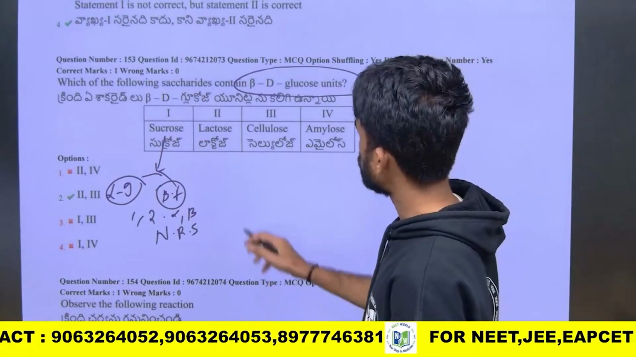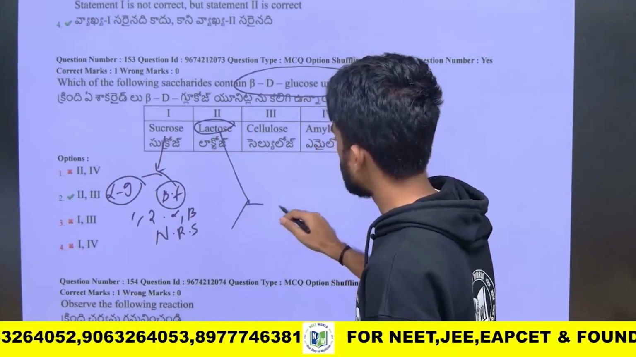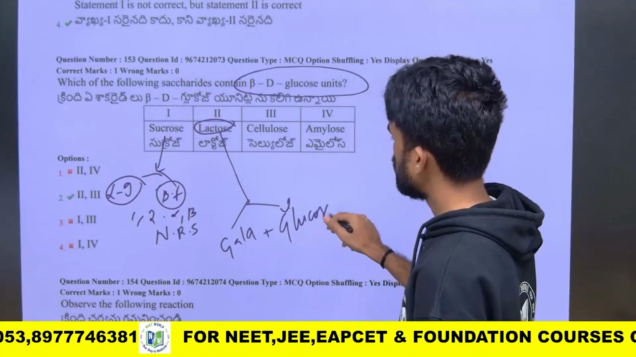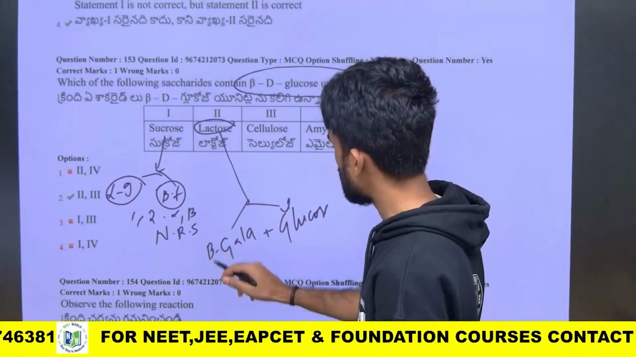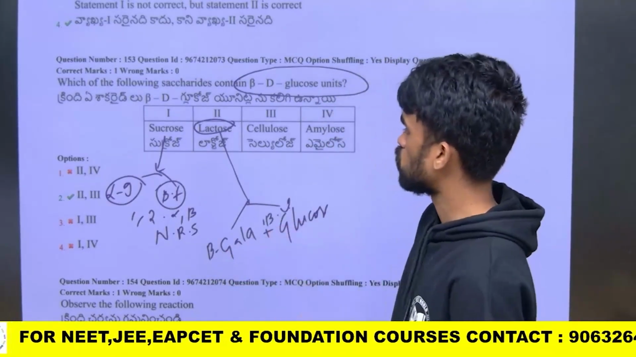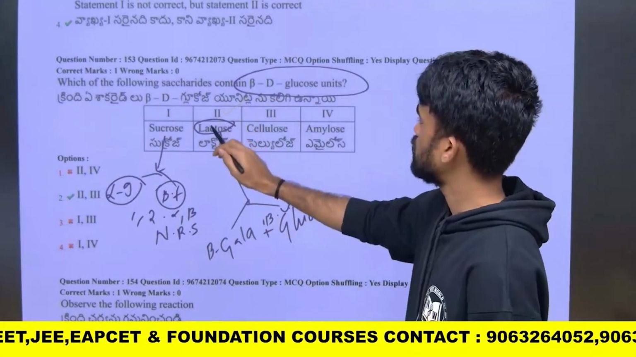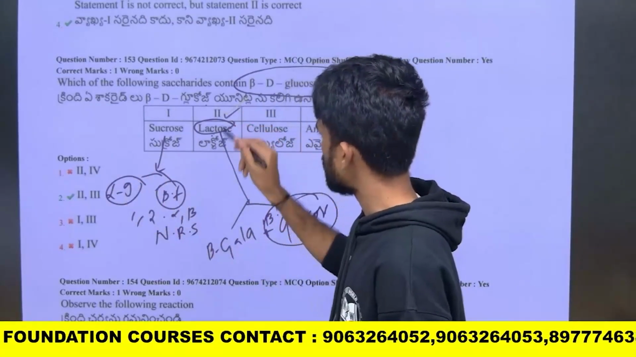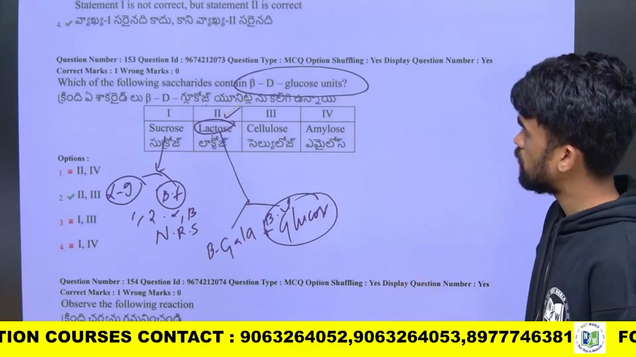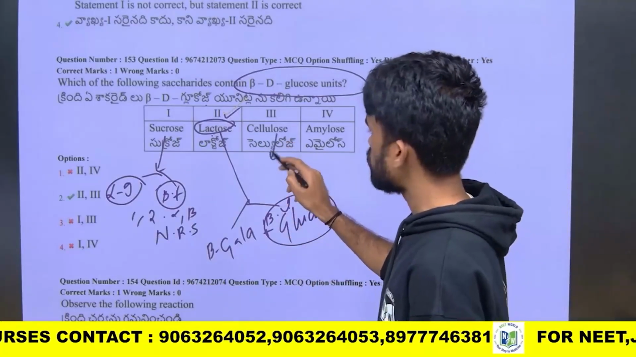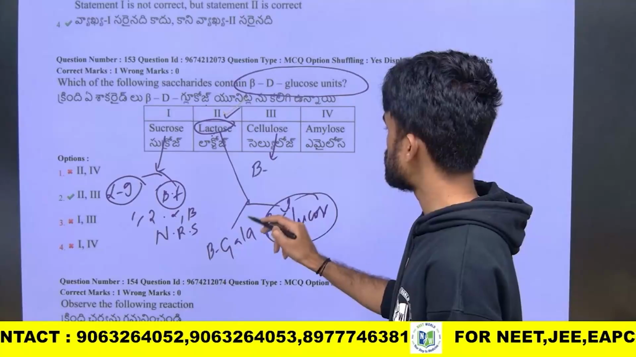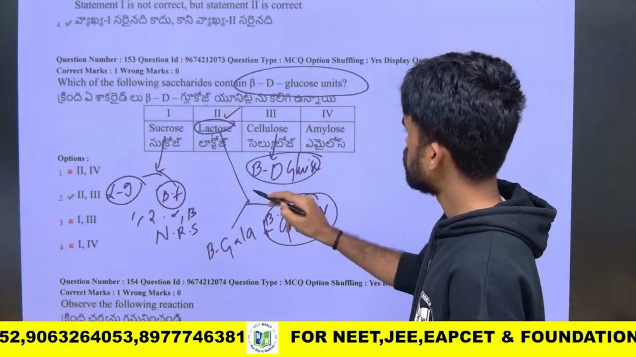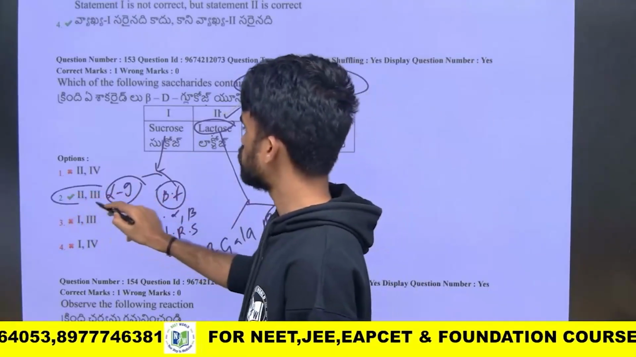And what about lactose? Lactose has galactose plus glucose. Both are beta D galactose, and here also beta D glucose. So the second option is correct, because in lactose we have beta D glucose as a unit. So this is correct only. Next, what about cellulose? Cellulose has 2 units of beta D glucose. So 2, 3 are correct here.